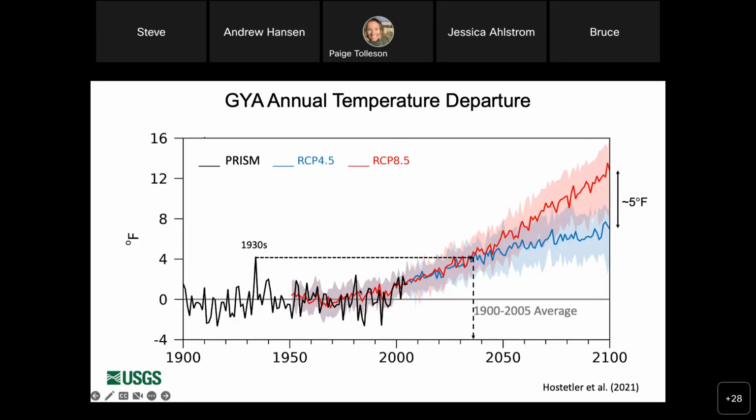One thing that I find interesting in this is that if you look at the spike in the 1930s in the observations and run that out in time, somewhere around the 2030s the median models are showing that we've reached that level of warming, and there's probably no return on that if you follow either of these RCPs. So it becomes pretty apparent that climate variability that's been extreme in the GYA over time could become more or less the average.